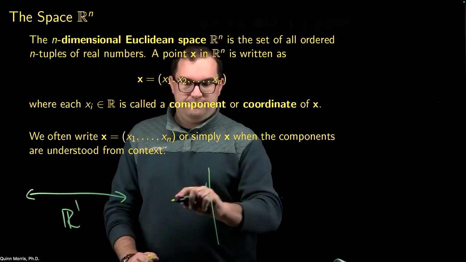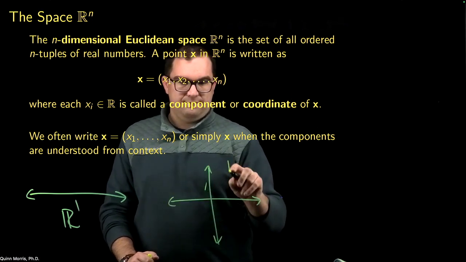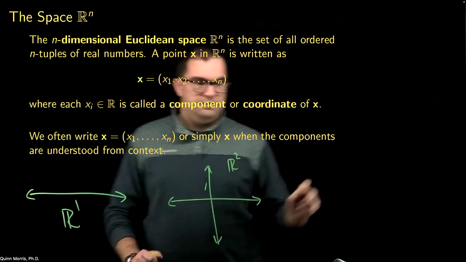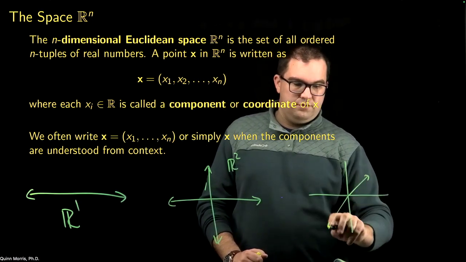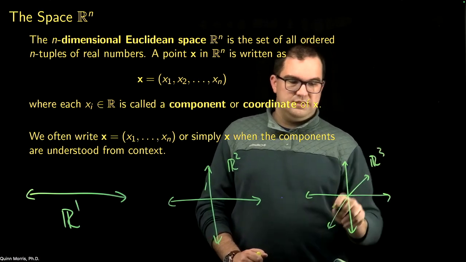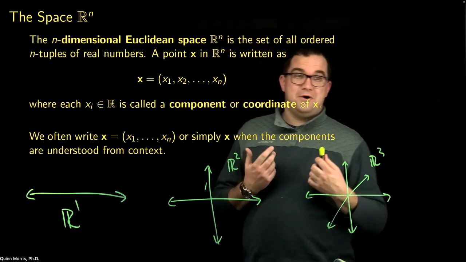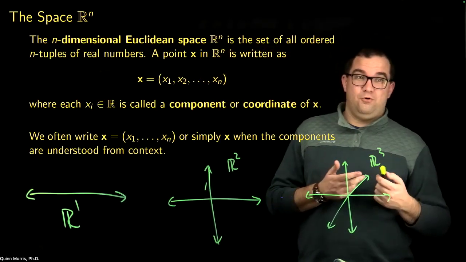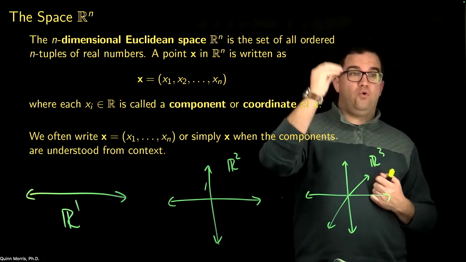R2, right? That's just the plane. R3, right? We can sort of represent this, okay, the set of all three tuples. R4, right, beyond R3, it's very, very difficult to visualize things in R4 and higher.